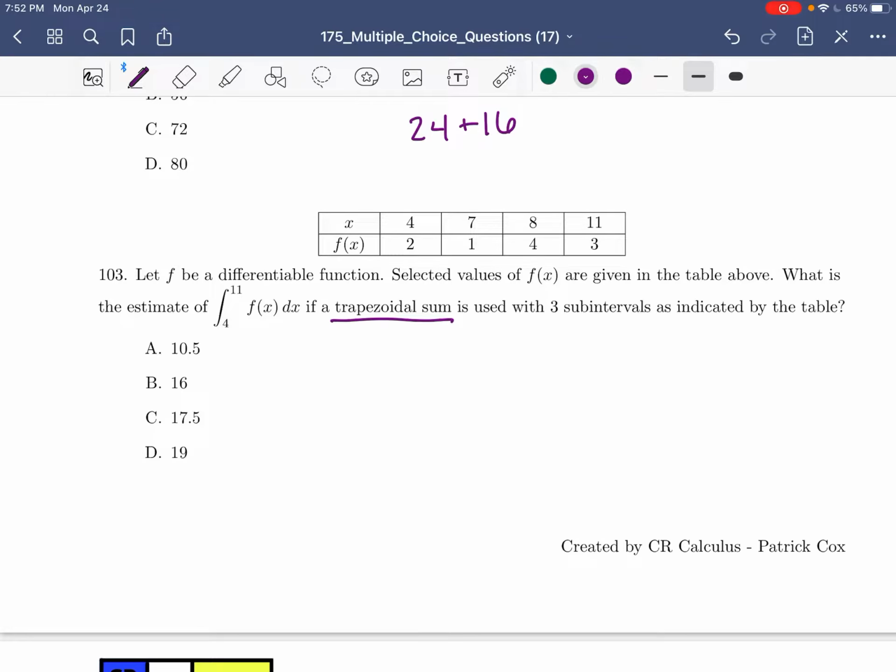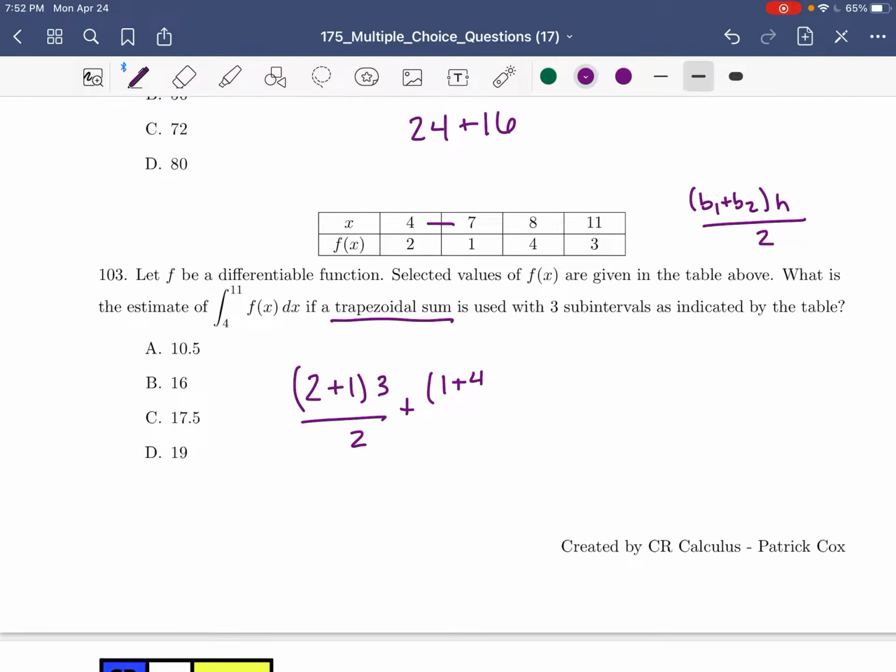All right, 103, trapezoidal sum. This one is going to be the trapezoid formula, which is base 1 plus base 2 times height, divided by 2. Looking at this, our first base is going to be 2. Your bases should always be your y values. Plus 1. Your height's the change, so from 4 to 7 is 3, divided by 2.